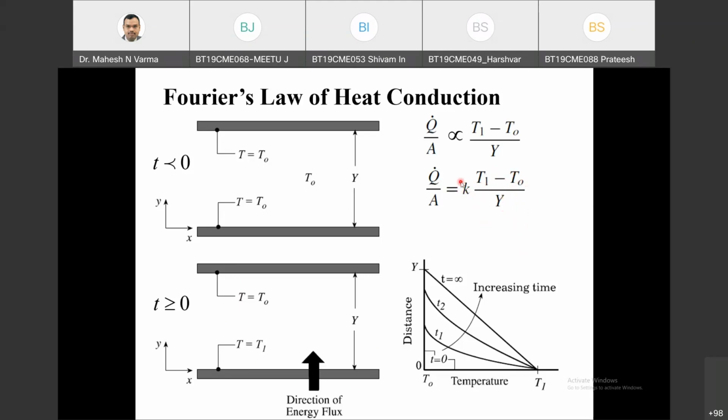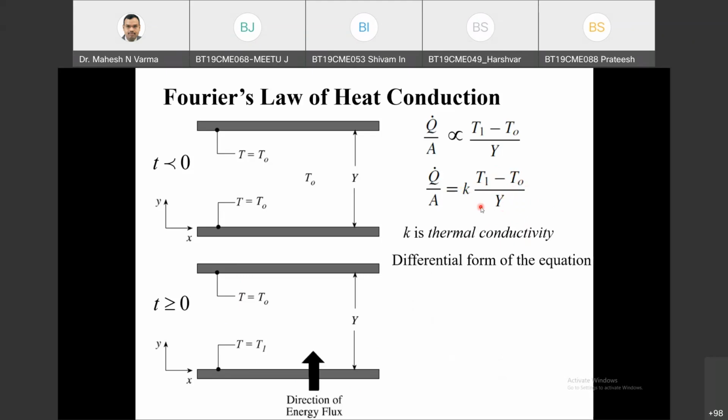So the proportionality constant K is the thermal conductivity, which is a constant. The differential form of this equation is Qy equals minus K dT by dy. Again, this gradient is negative. Here the gradient was defined in the opposite direction, hence it was positive. This gradient is negative because my origin is here. Y is increasing, temperature is decreasing, so this will be negative. So minus K dT by dy.